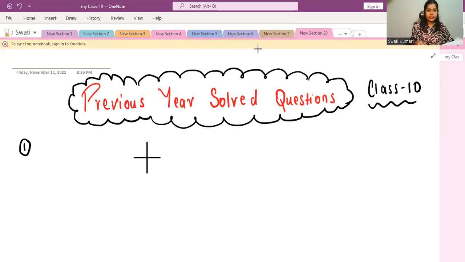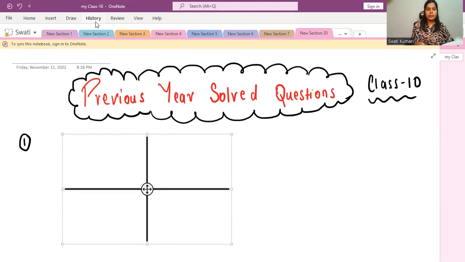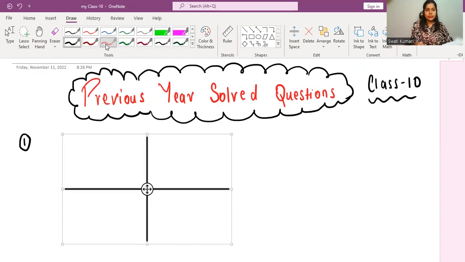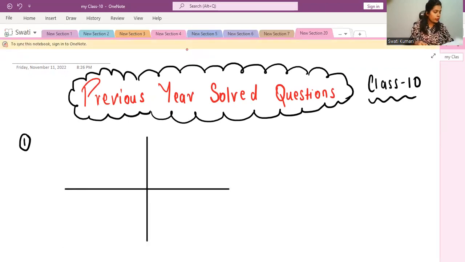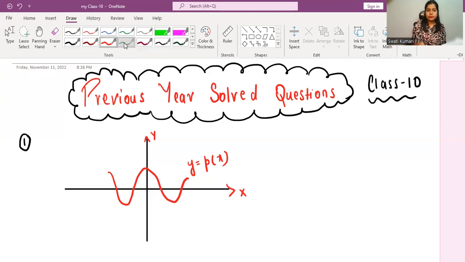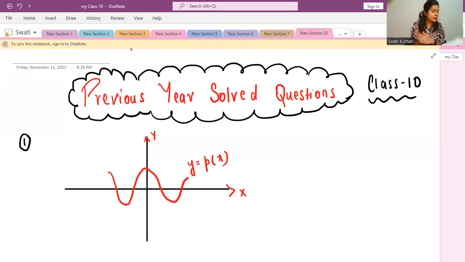So there is a graph which is like this, and the curve is going like this. We can just give it a name, y equals p(x). And of course you know that this is the x-axis and this is the y-axis, right? Now let me tell you what the question says. The question says that the graph of a polynomial y equals p(x) is given like this. Now by just looking at the graph, you have to find the number of zeros of this polynomial.